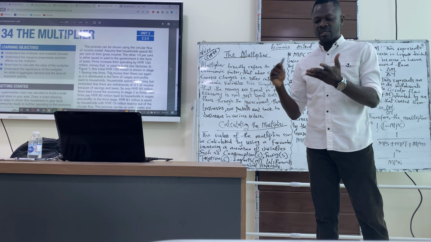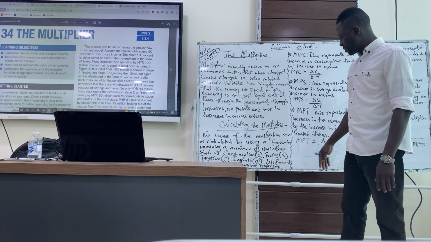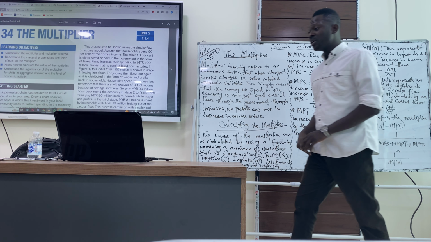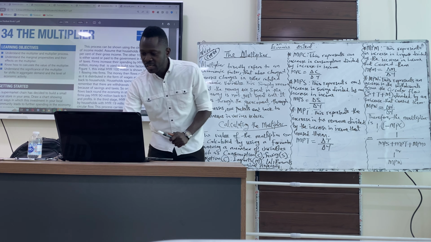Great. So, how do we calculate the multiplier? The value of the multiplier can be calculated by using a formula involving a number of variables such as taxation, consumption, imports, withdrawals, and their marginal propensity. So whenever we calculate multiplier, we need to think about their propensity too.